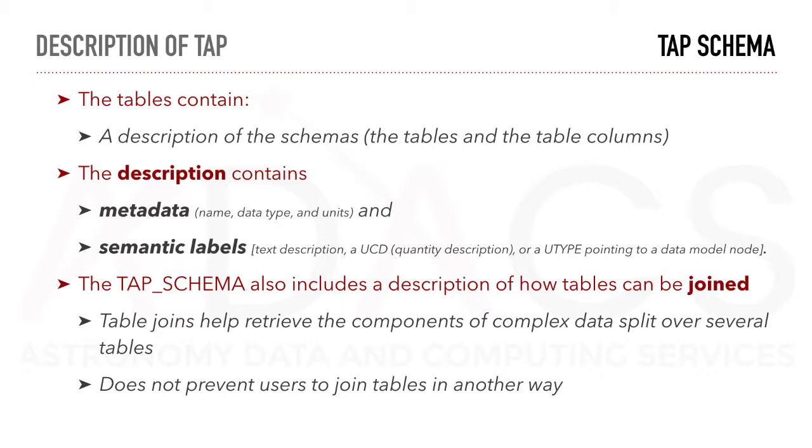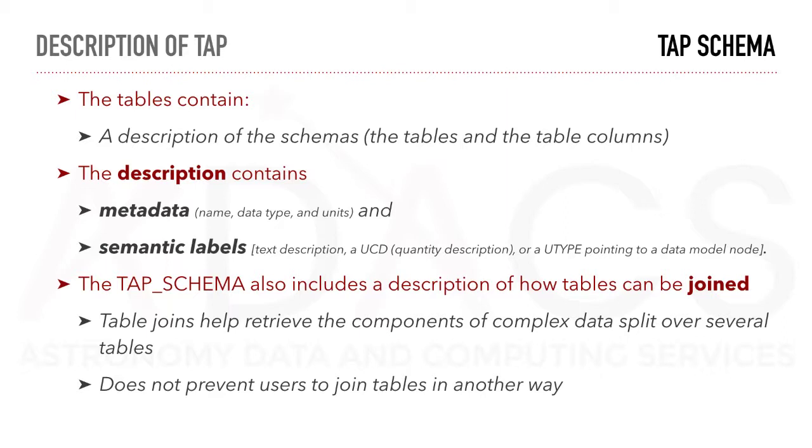The tables contain a description of the schema, the tables and the tables columns. The description itself contains metadata and semantic labels. Metadata is described by a name, data type, and units, and the semantic labels is described by a text description, a UCD, or a U-type pointing to the data model node.